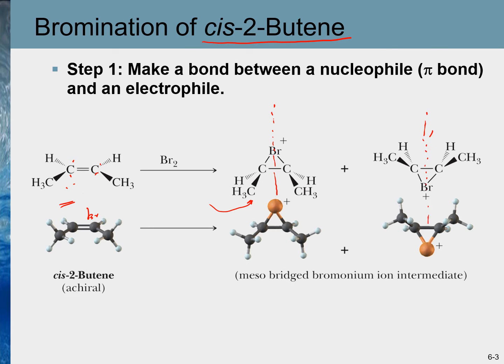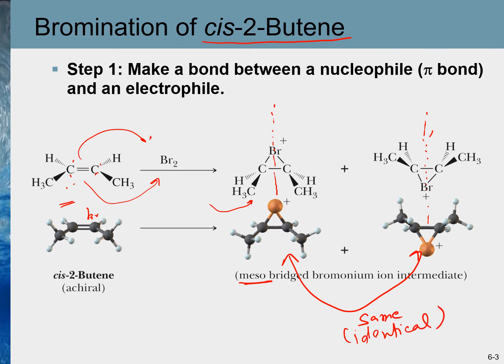Because there is a plane of symmetry, both of these, although they do have chiral centers, are achiral. Therefore, these two are meso compounds. So our bridge is a meso compound. Technically, both of these are the same, and they are meso compounds. So our bridging intermediate, regardless of the mode of attack, whether the attack is from the top side or the bottom side, both intermediates are identical. So at this step, there is no specificity.